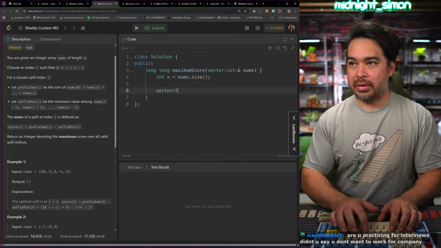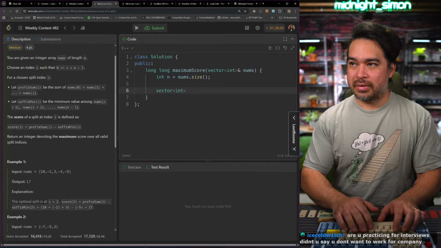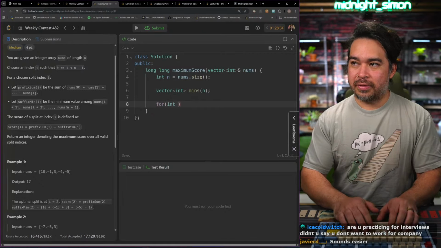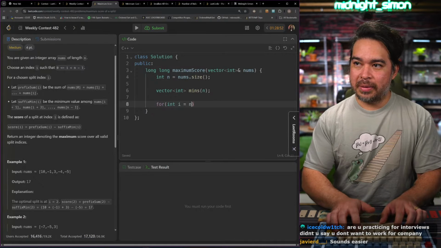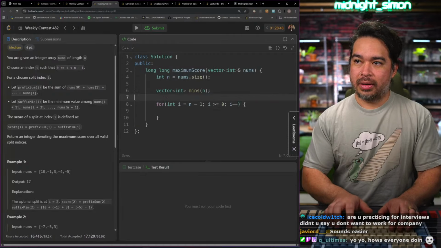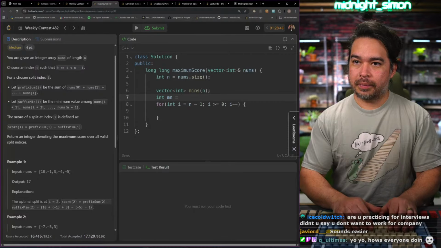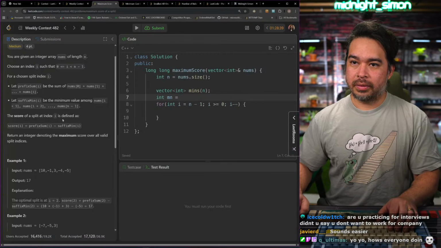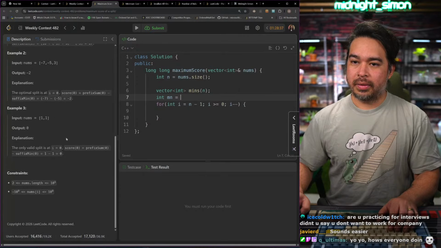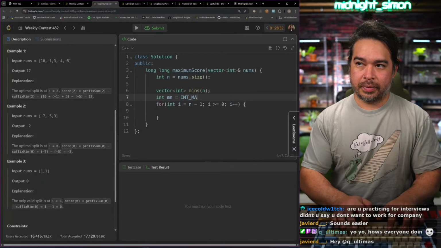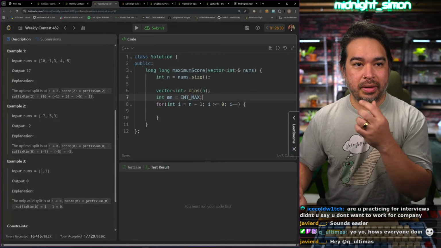Oh, ints. So I'll call this mins. And then I'm going to iterate from the back of nums to the front. And then, let me think.